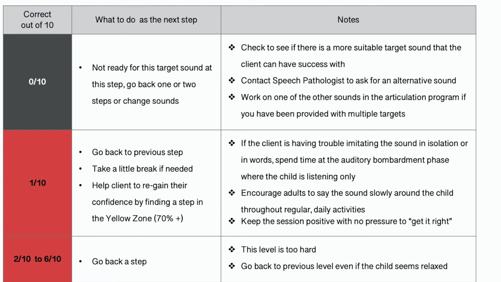The next step, if they got none right, is to go back 1 or even 2 steps, or you might have to change sounds. You might have to get on the phone to the speech pathologist and go, I've just tried to do those sounds and they can't even get one right. And there's some notes there to just talk about that. You might be looking for a new sound. You might be contacting the speech pathologist for an alternative, or you might go back to something else that you've already been working on that you know they can do.